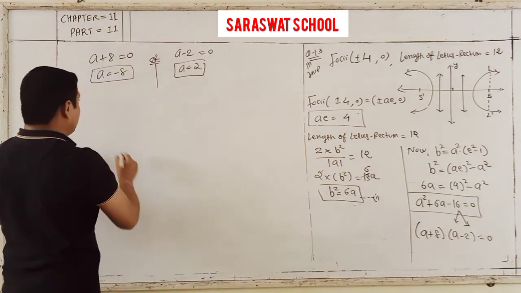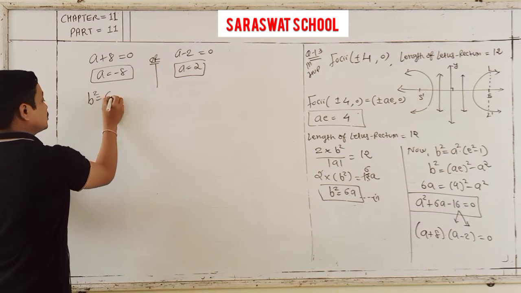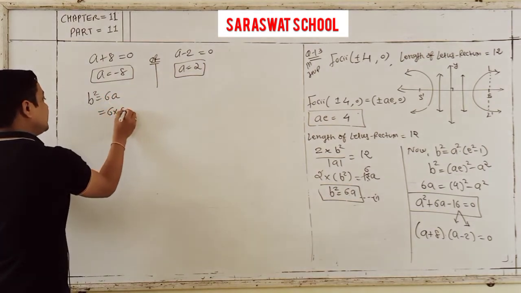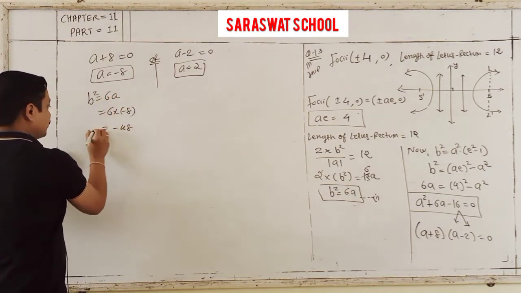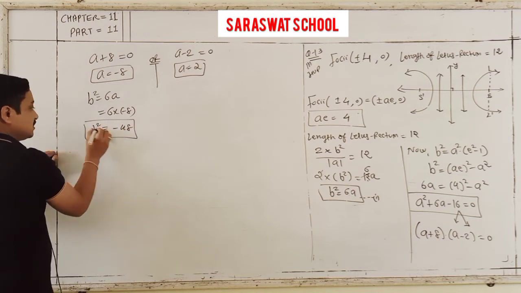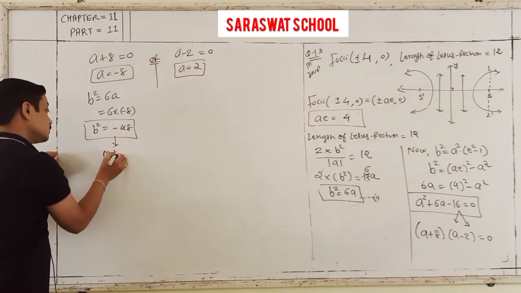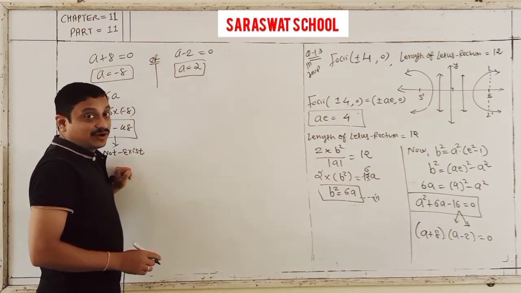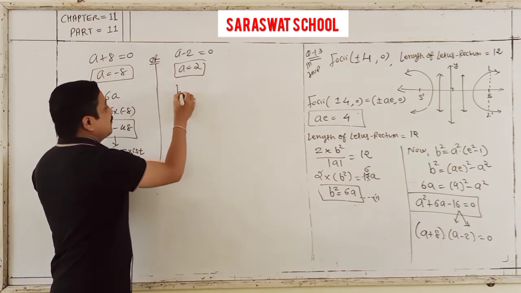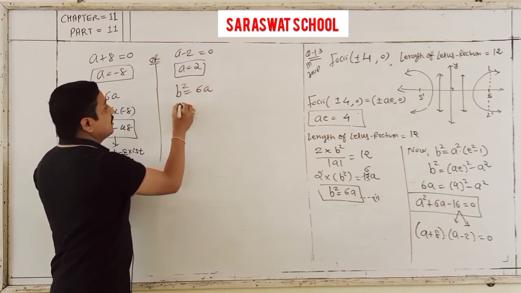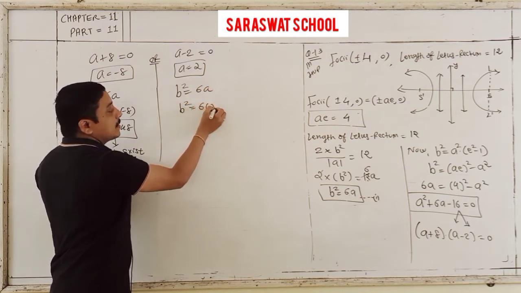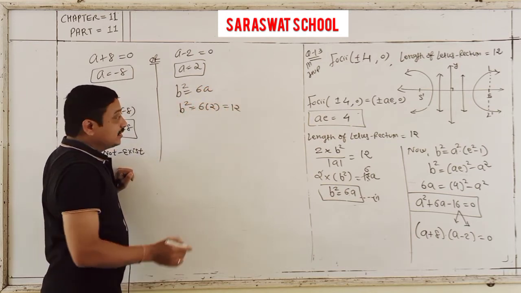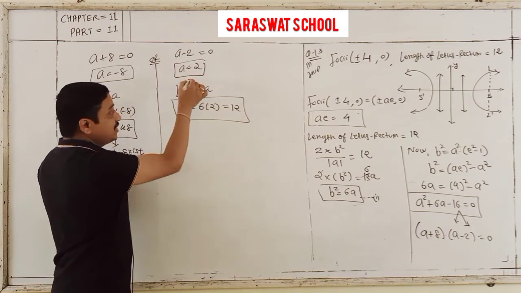But our formula, you know, b square is equal to 6a, 6 into minus 8 is minus 48, and that does not exist. You will not take that as part of the answer, because a square value is never negative. Now here 6 twos are 12, and this b square is 12, a is 2.